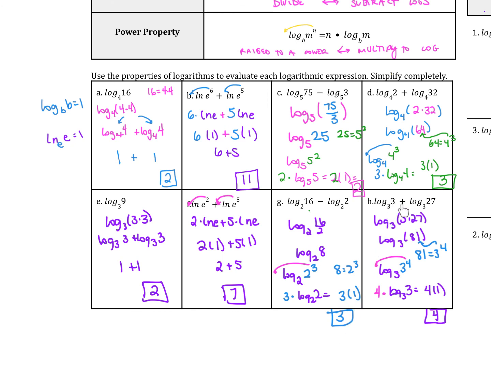The last one, 3 and 27, we're going to multiply those together. That becomes 81. And 81 is 3 to the 4th power. Using the property again, we get 4 times log base 3 of 3, which is just 4.